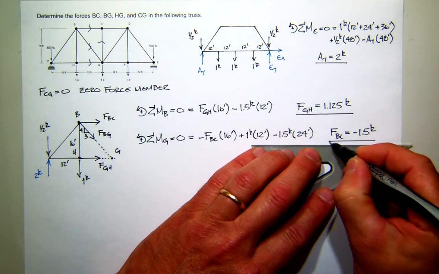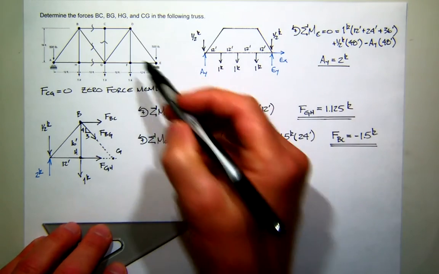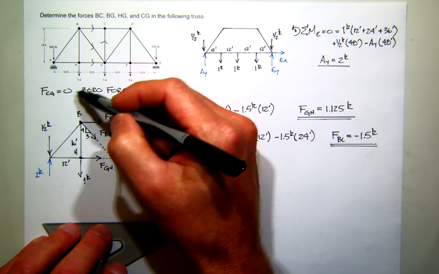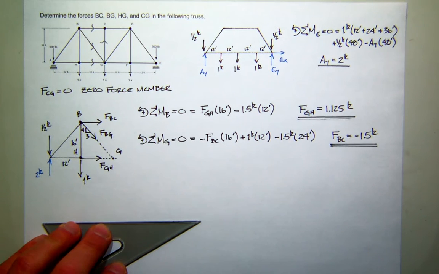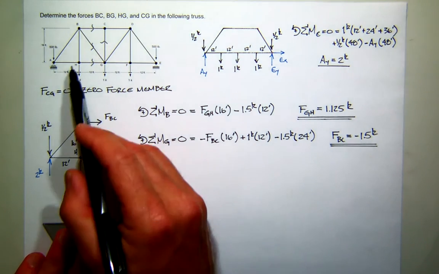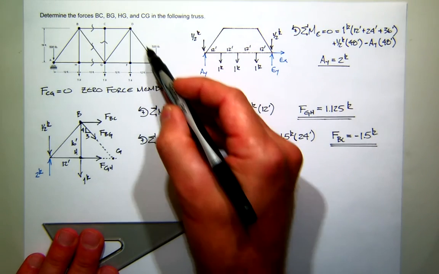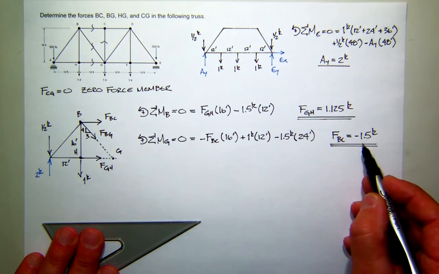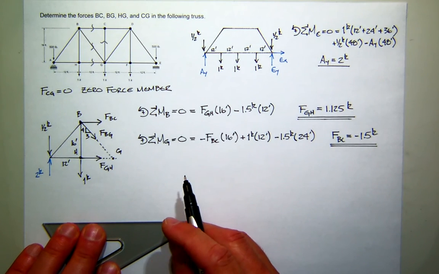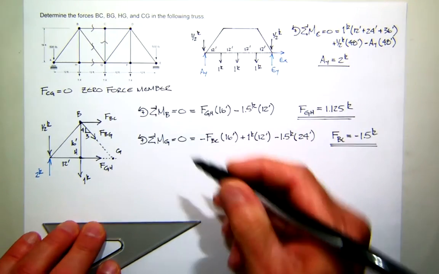Does that make sense? Let's stop and look at this. So with this loading all being basically gravity loading, the whole bottom chord of the truss should be in tension. So that means that GH should be in tension, and that's what I got. The whole top chord should be in compression, and BC came out compression. So we're left with one force, BG. How do we get that?